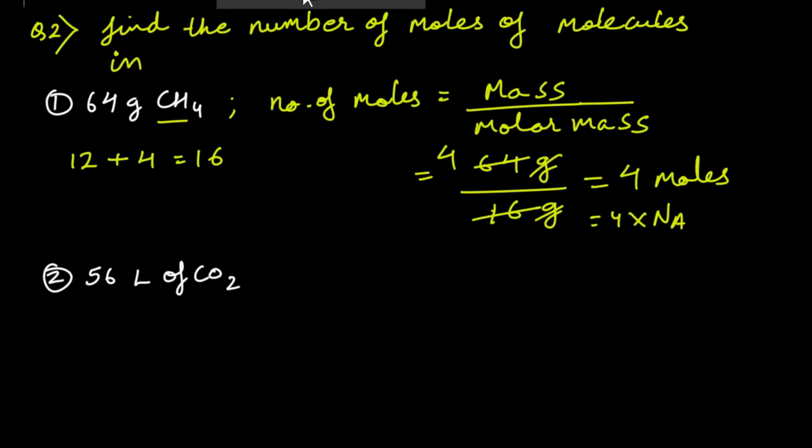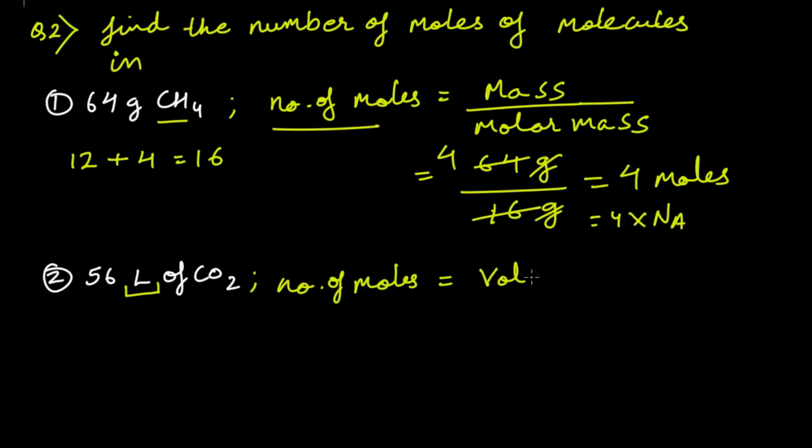Now you have to find the number of moles of CO2 in 56 liter of CO2. This is not gram, this is liter. So you will not use this formula. You will use the second formula, that is number of moles is equal to 56 liter, right? Volume given upon 22.4 liter. We are taking simple questions, so you can also write at STP in the question, right? But we know that it is in liter, so we will use this formula.